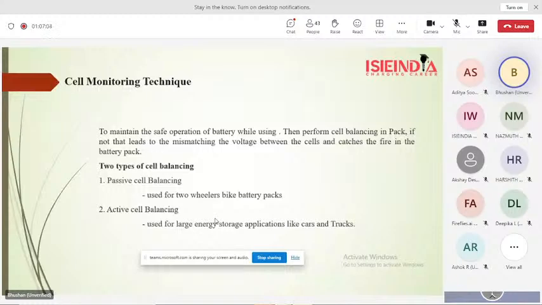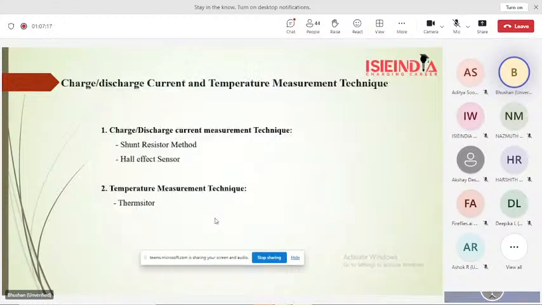That's why we do not go for passive cell balancing in bigger applications. We will go for active cell balancing. So this is about the cell monitoring technique and the charge and discharge current and temperature measurement technique, like how you measure the charge and discharge current in the battery.